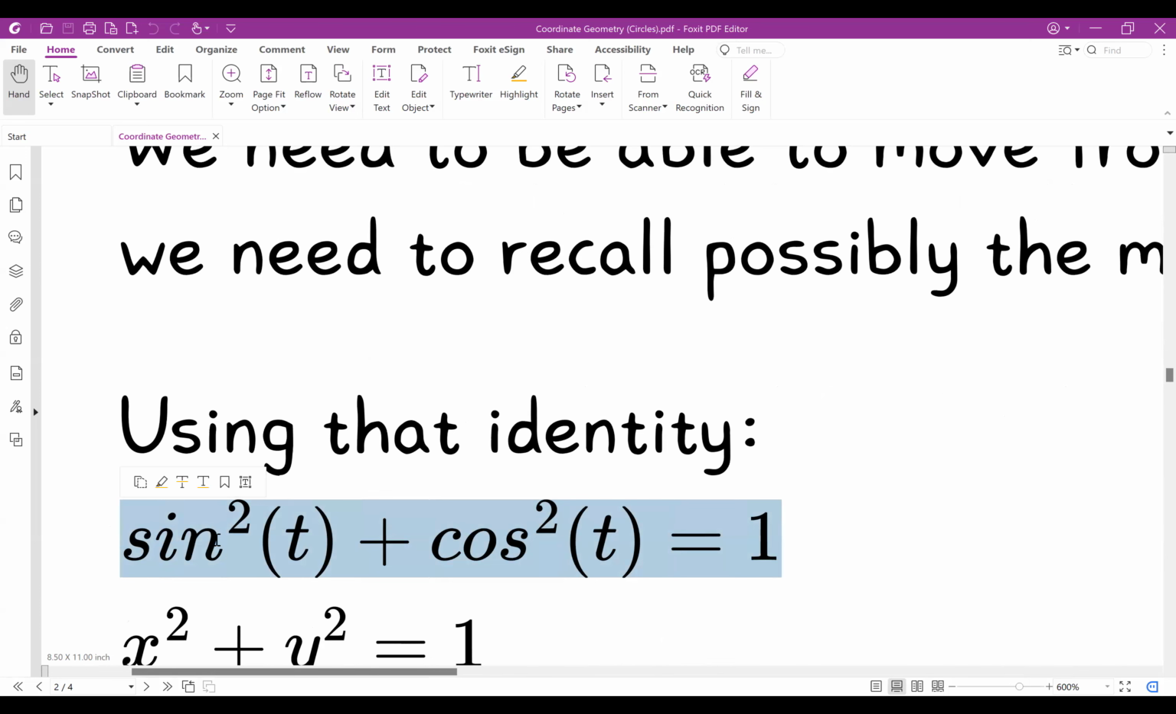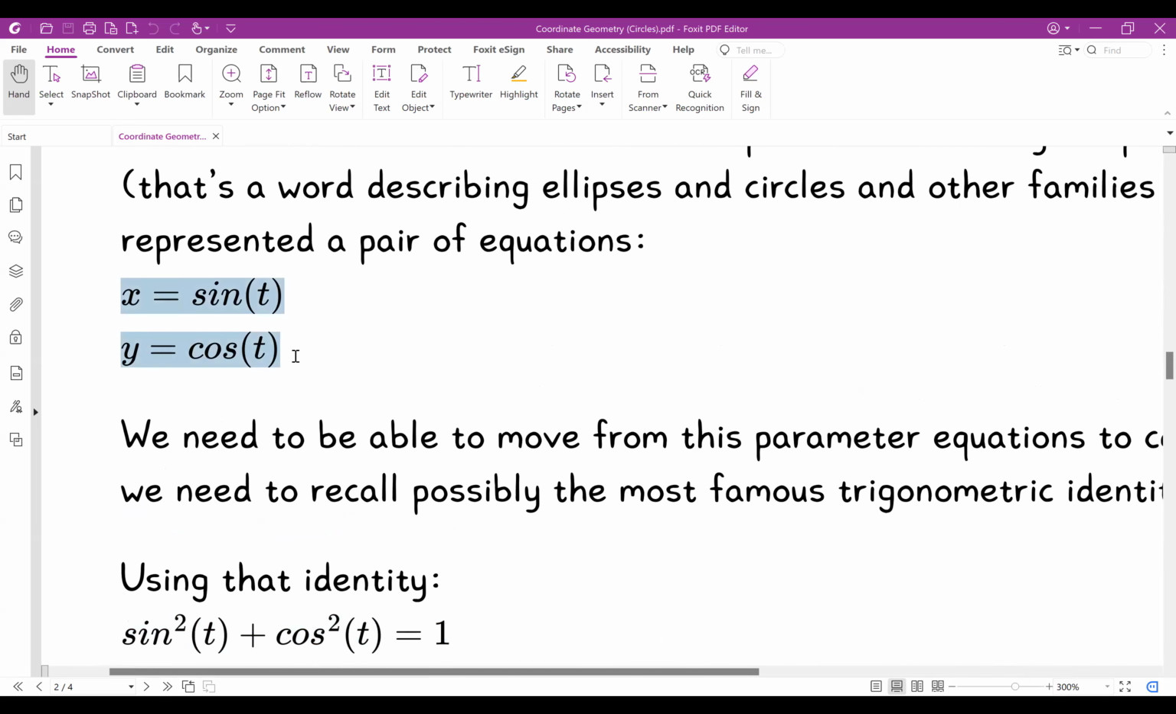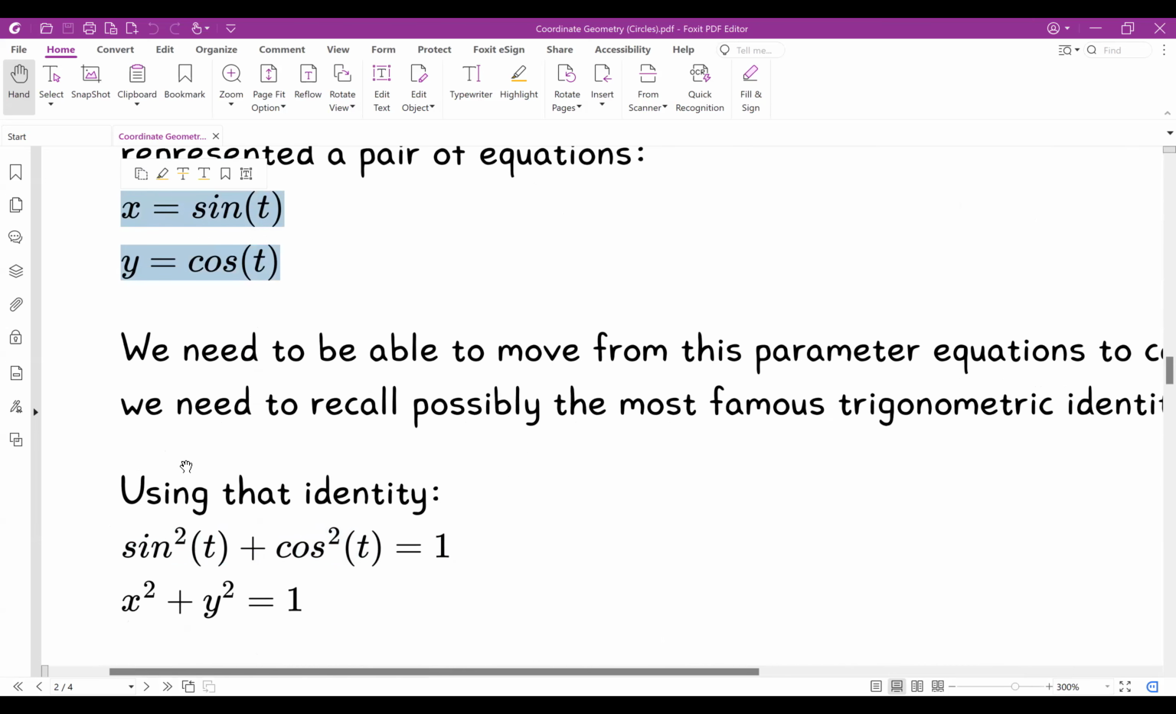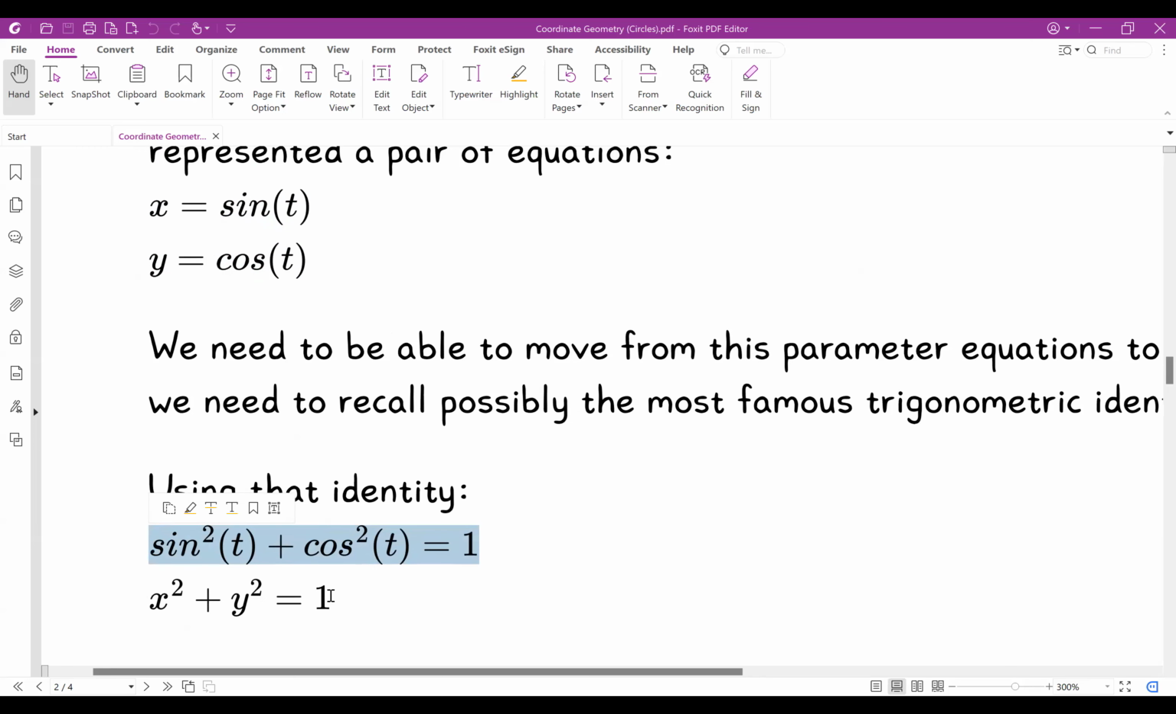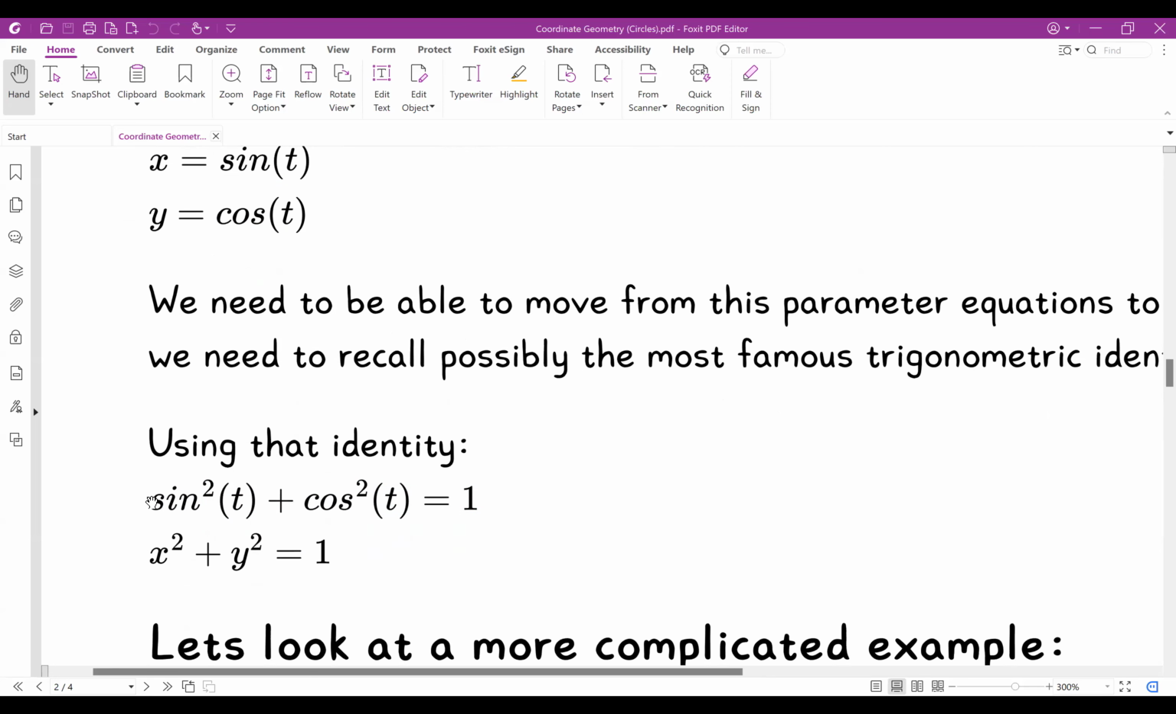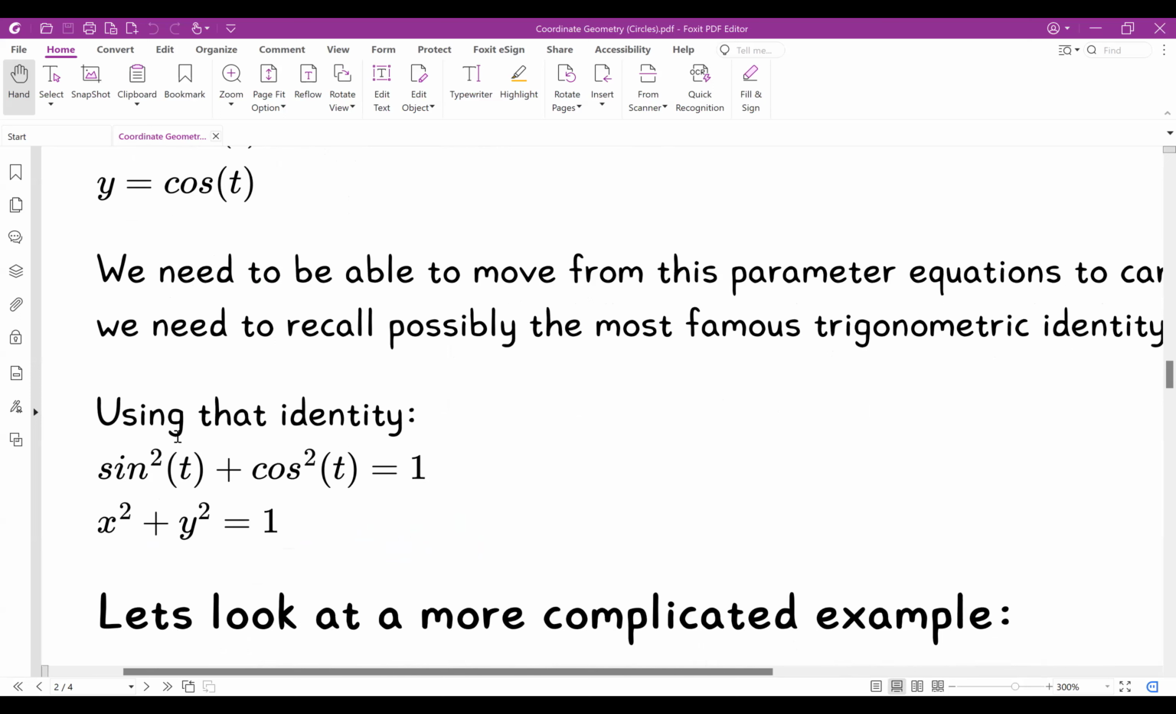So if the question gives us this part and says find the Cartesian equation, you're going to say, okay, sine squared plus cosine squared is always equal to 1, which means that x squared plus y squared is equal to 1. The sine squared t is from here, because x is equal to sine t, so sine squared t must be equal to x squared. That makes sense, right? Any issues with us moving from the parametric equation to the Cartesian equation? Any issues with that? No.